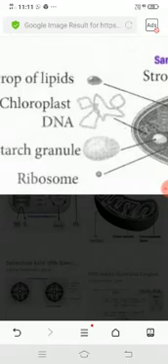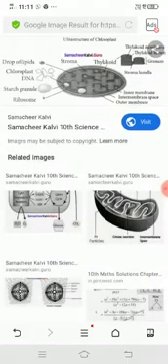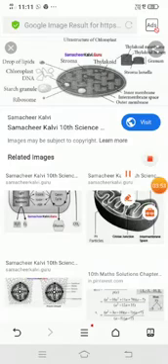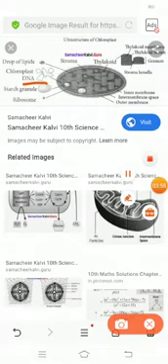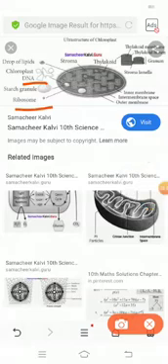DNA and ribosomes and also other molecules. These are required for protein synthesis. This is the function of this organelle. Next one we see the thylakoids.